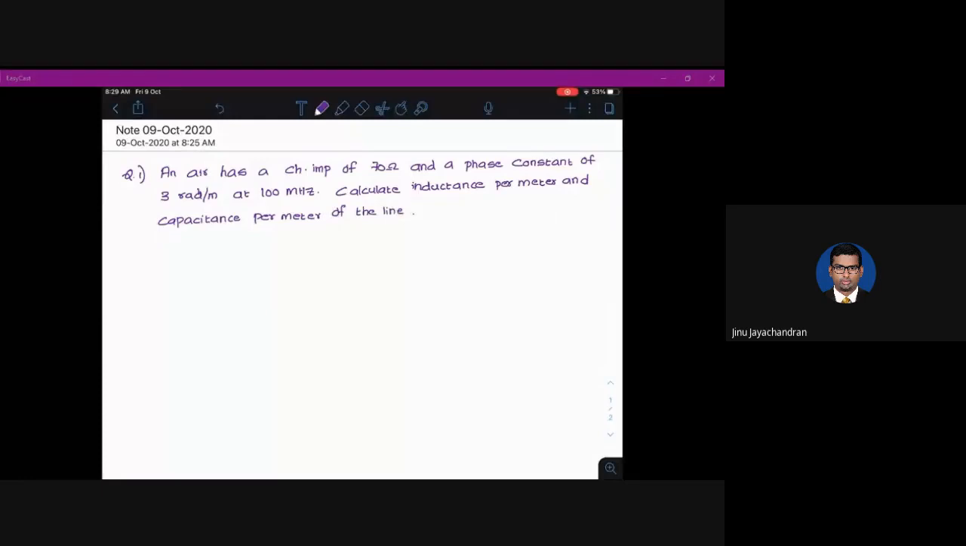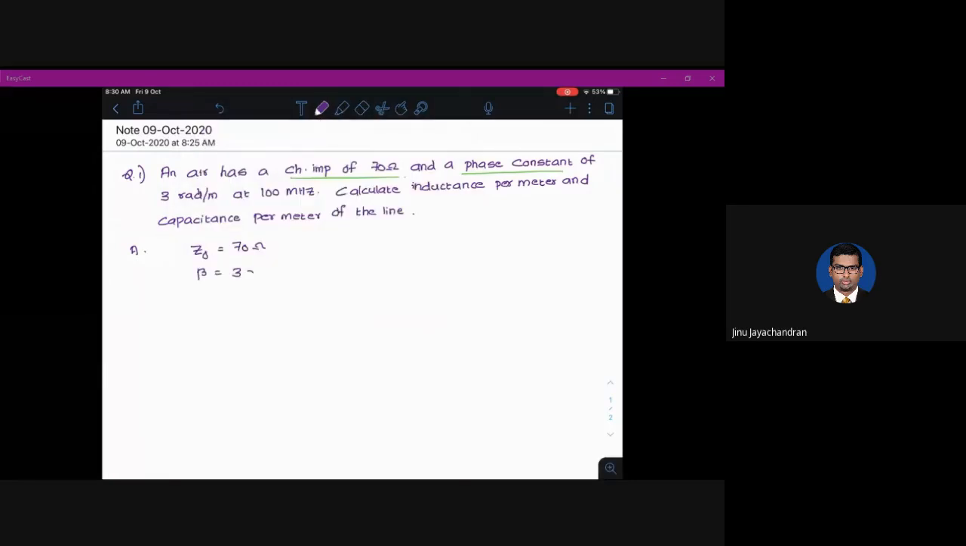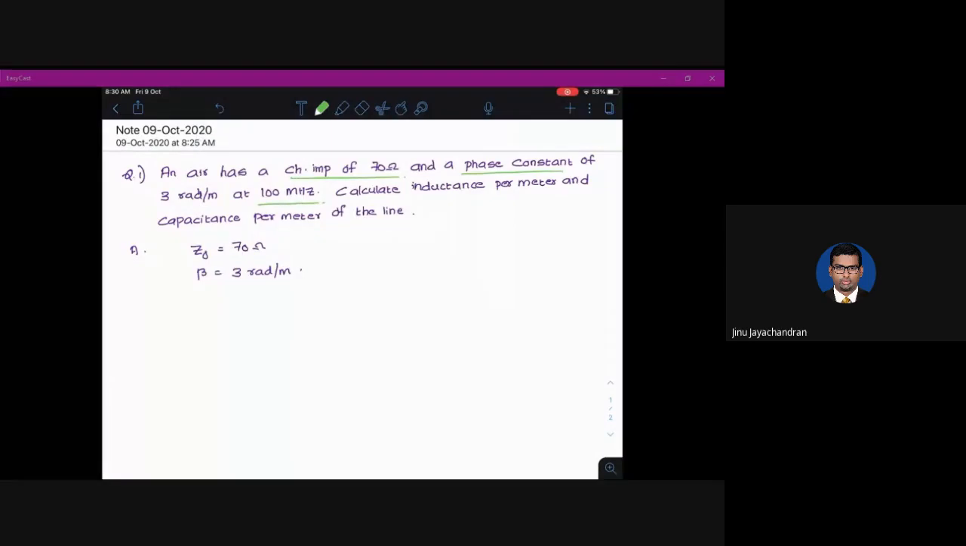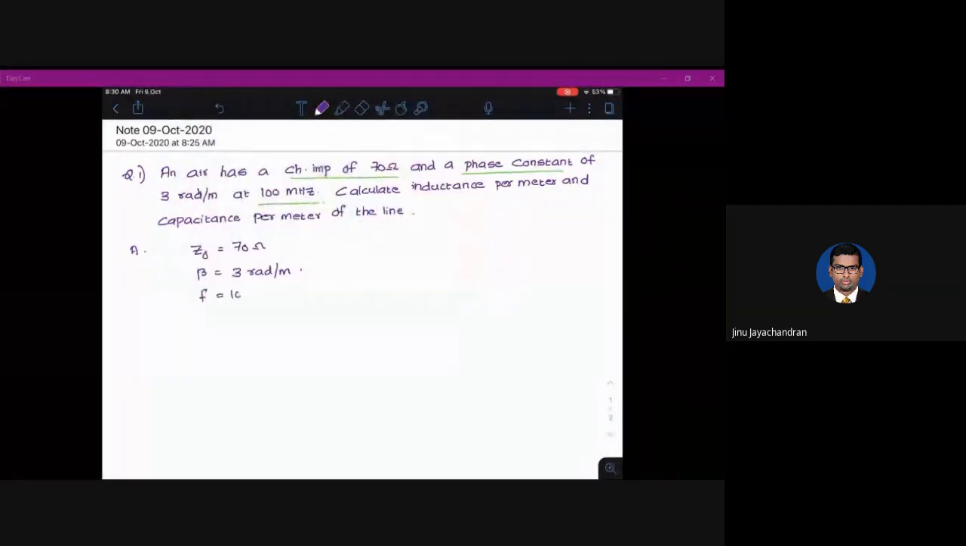Okay. When you answer, first write down what is given. Z0 is given, which is equal to 70 ohm, the characteristic impedance. Then the phase constant is given. What is the phase constant? It is beta, which is 3 radians per meter. And then you are given the frequency, F, which is 100 megahertz.